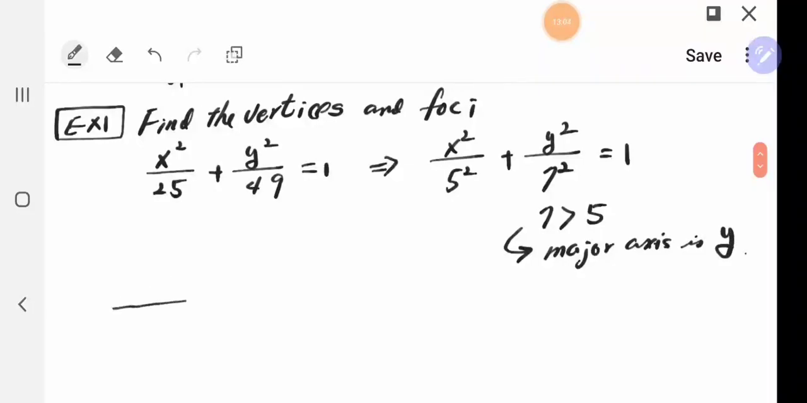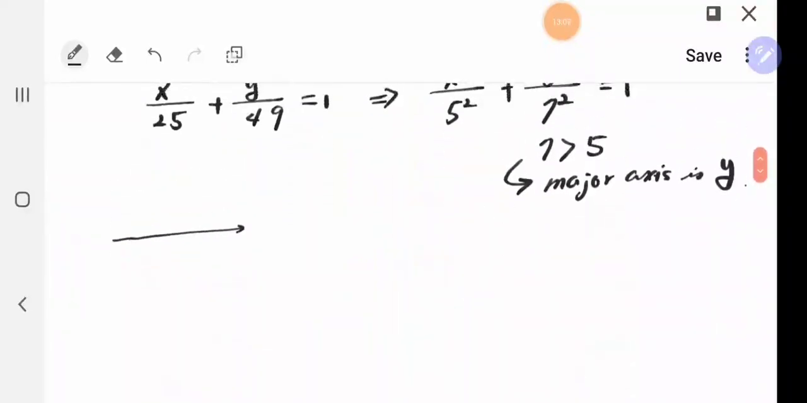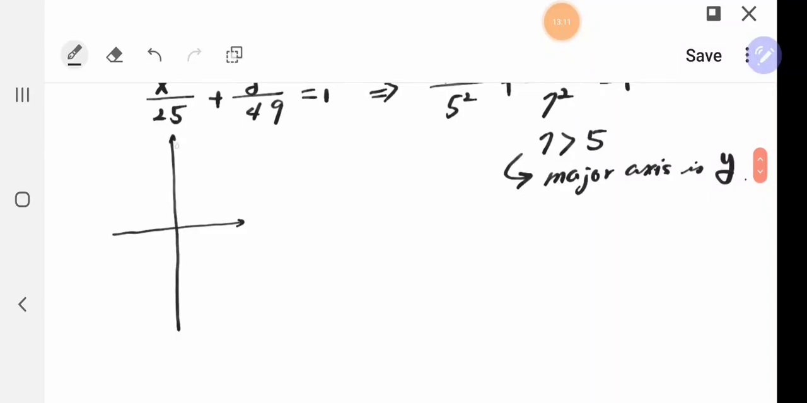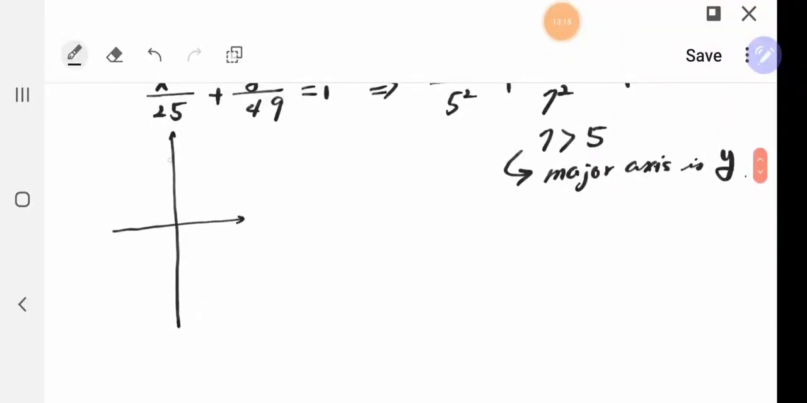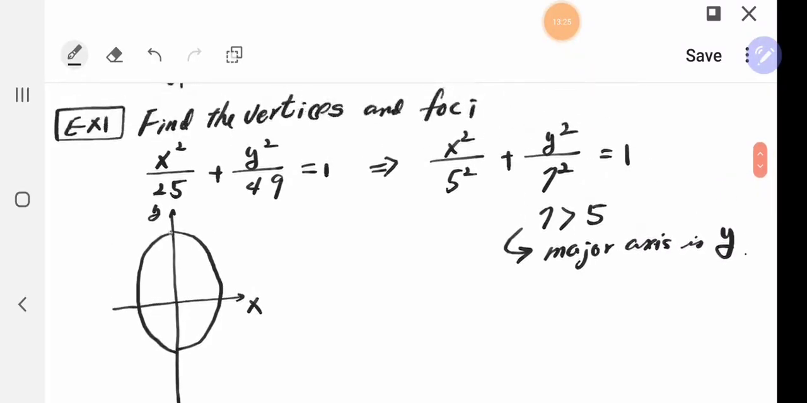The major axis is the longer side. Let's graph the ellipse again. It's going to be something like this. So y-axis, x-axis, and the vertex is 7. This part is 7, the lower part is negative 7, and on the x-axis, 5 and negative 5. We want to find the vertices. As you see, the vertex is simple. It's the longer side, so when x equals 0, y equals 7. That's a vertex. When x equals 0, y is negative 7. So the vertices are these two points.